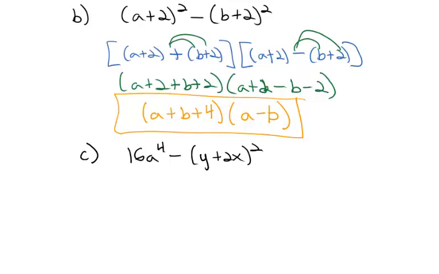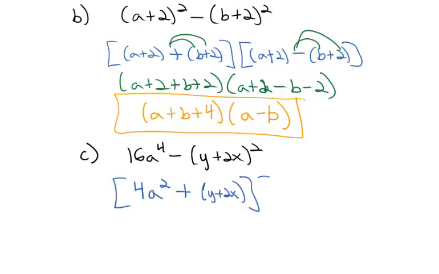Noticing the pattern and the structure of factoring here, we can take the square roots of both halves, and there's a minus in the middle. The square root of 16 is 4. The square root of a to the 4th, dividing the exponent by 2, is a squared. The square root of y plus 2x squared is simply y plus 2x in parentheses.